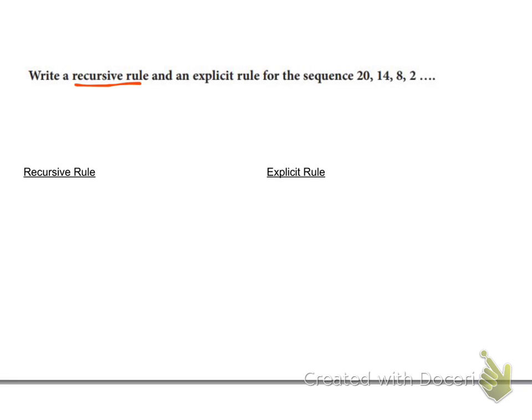Write a recursive rule and an explicit rule for this sequence. So first of all, what we need to do is we need to make a table, n and f of n. This will be a sideways table instead because that's what I have space for. The first step is 20, then the second is 14, then 8, and then 2. So that's going to be my n because n represents the step.